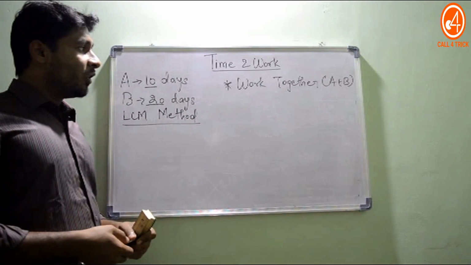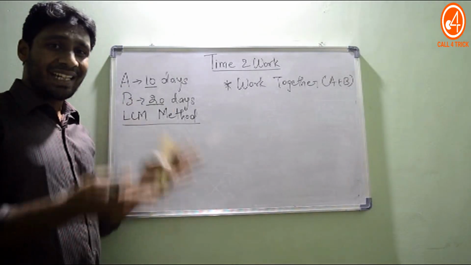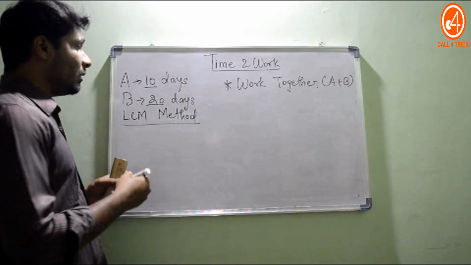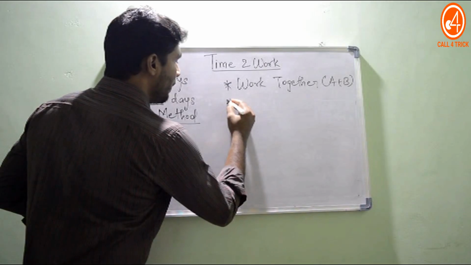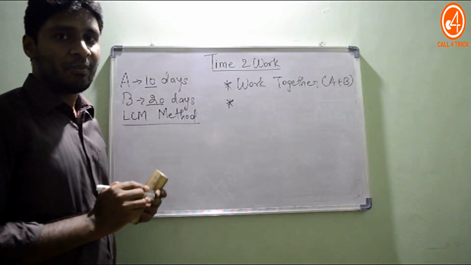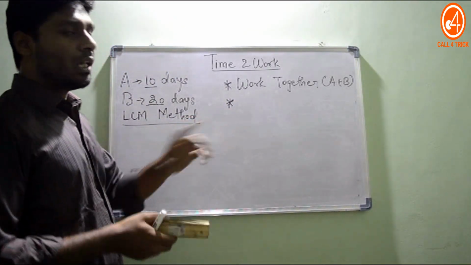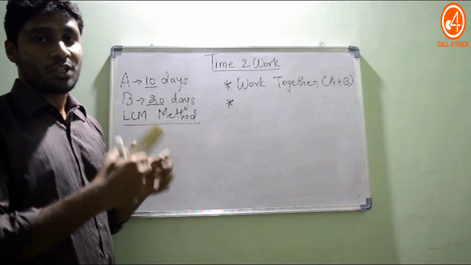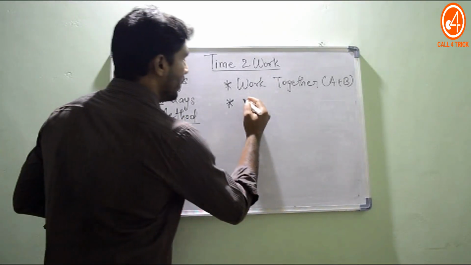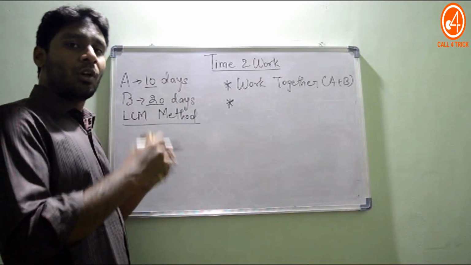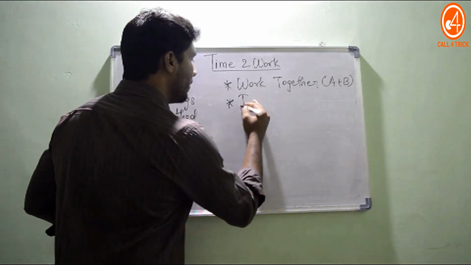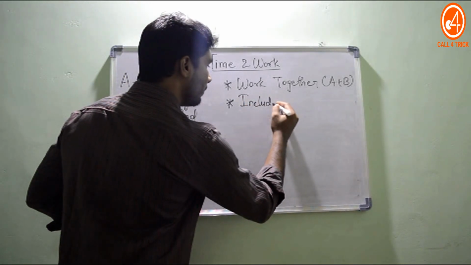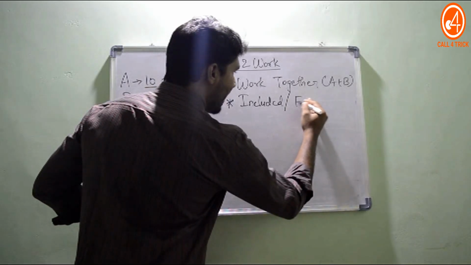And now we can go for the second part of the question. It was like a second section coming into this topic, time and work. First we have solved in the previous sessions, working together, A plus B working together. And the second section is like if some of the persons leave the job, or if some of the persons are joining the job. It's simply like any one of the persons getting included or excluded. So the second concept will come under the included or excluded thing.